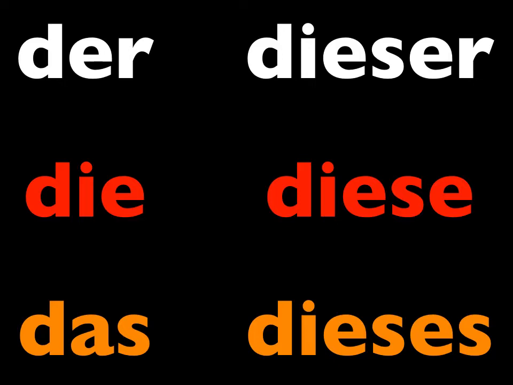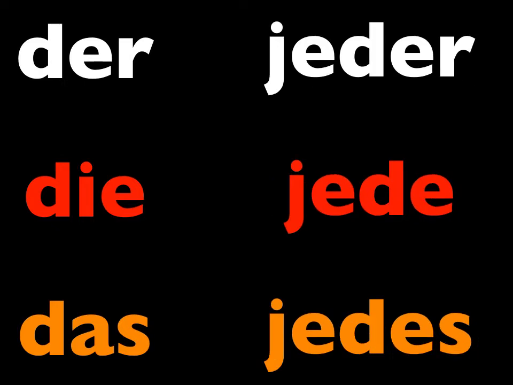The word for each or every. Repeat this word after me. Jeder, jede, jedes. And of course, it's jeder in front of a masculine noun, jede in front of a feminine noun, jedes in front of a neuter noun.